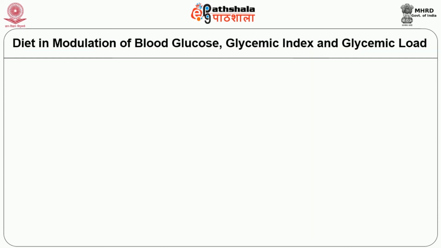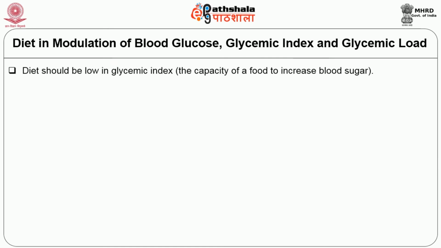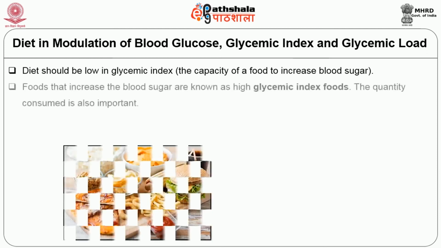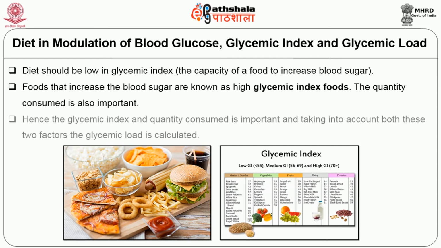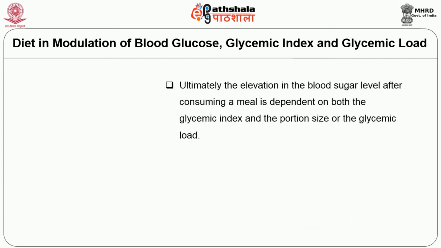Diet modulation of blood glucose: glycemic index and the glycemic load. Diet should be low in glycemic index, that is, the capacity of food to increase the blood sugar; foods that increase the blood sugar are known as high glycemic index foods. The quantity consumed is also very important. Hence, glycemic index and quantity consumed are both important, and taking into account these two factors, glycemic load is calculated. Ultimately, the elevation of blood sugar level after consuming a meal is dependent on both the glycemic index and the portion size, or the glycemic load.